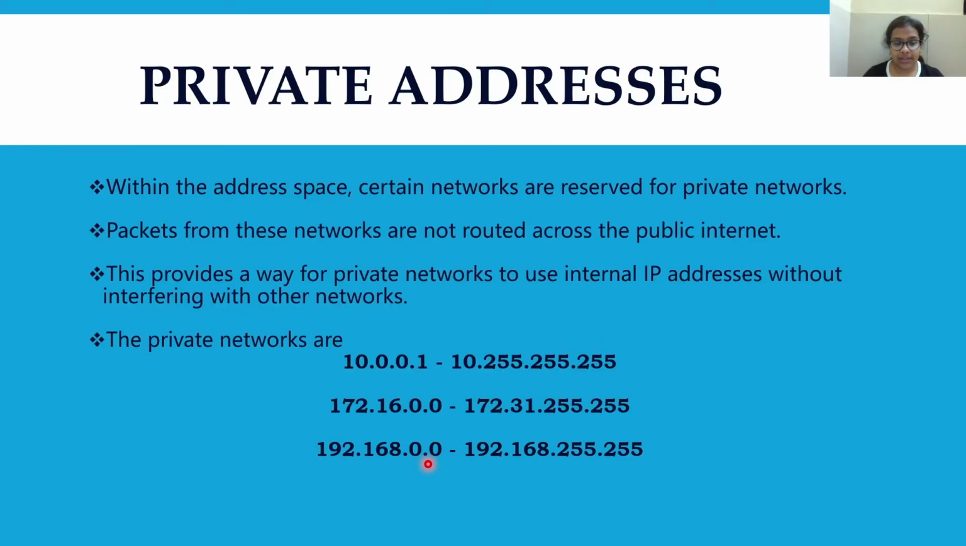Moving on, let us see some private addresses. Within the address space, certain networks are reserved for private networks. Packets from these networks are not routed across the public internet. This provides a way for private networks to use internal IP addresses without interfering with other networks. The private networks are given here, which are the examples. Let me just show you the first one: 10.0.0.1 to 10.255.255.255, and the other two are in a similar way.